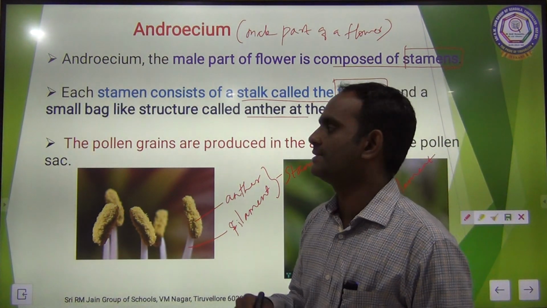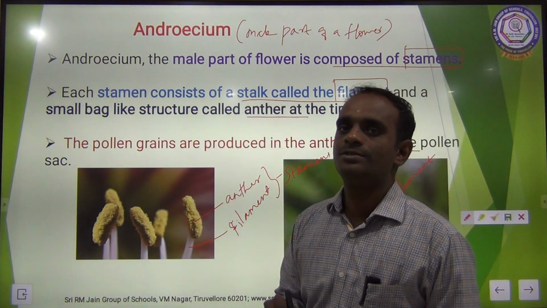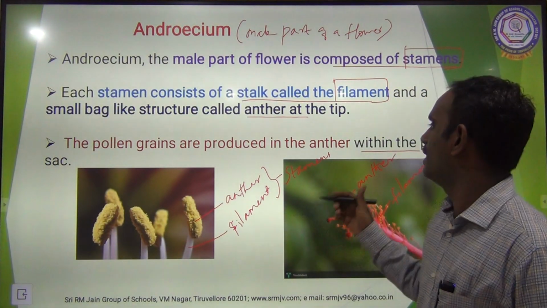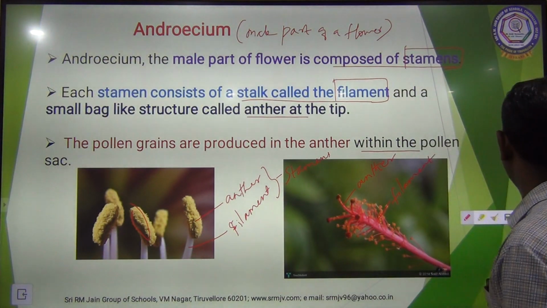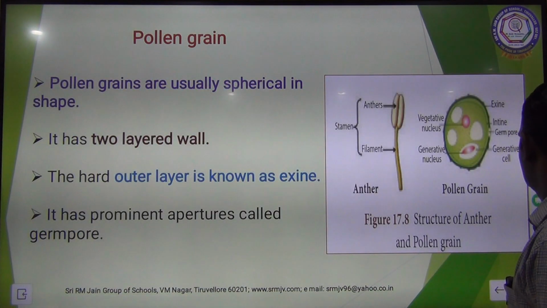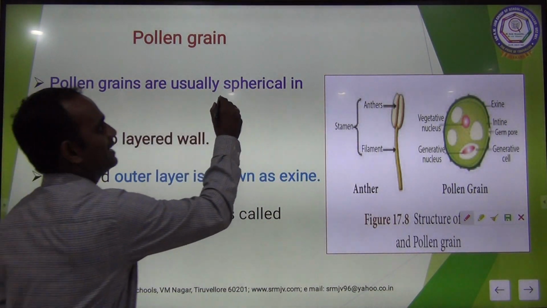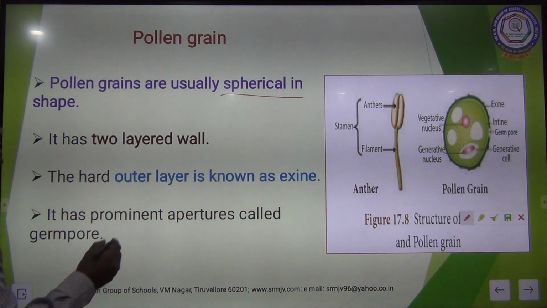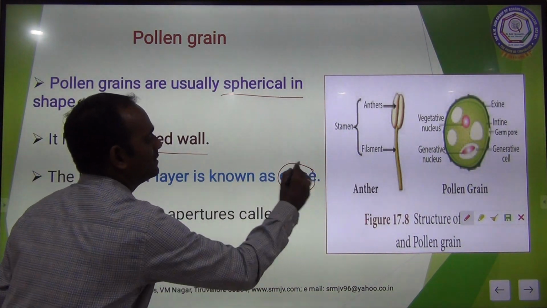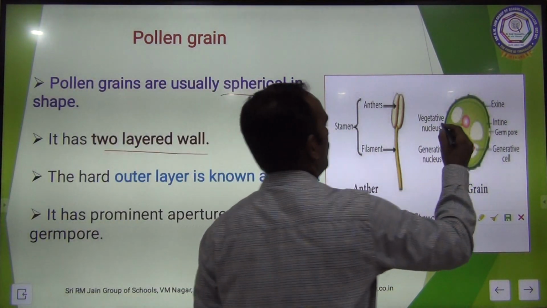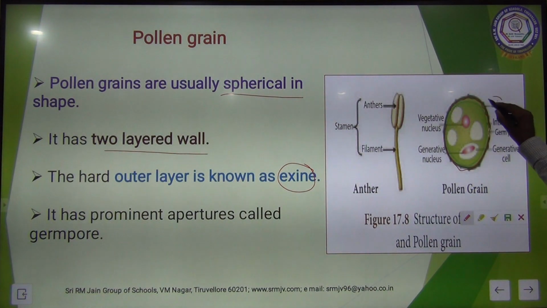The pollen grains are produced in the anther within the pollen sac. So all the pollen grains are produced or present inside the pollen sac. Okay. See, pollen grains are usually spherical in shape. It has two layers. The hard layer is called exine. Exine is a hard outer layer. The outer layer of pollen is very hard. It is named exine.